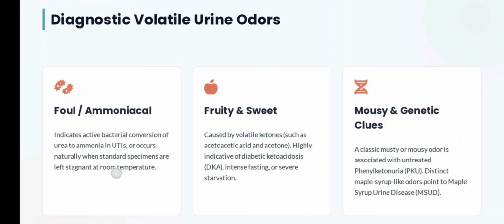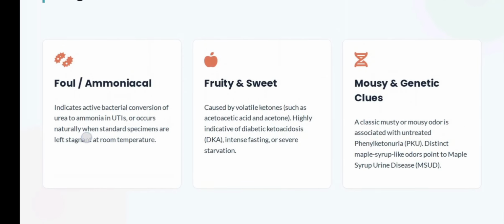Musty and genetic clues. A classic musty or mousy odor is associated with untreated phenylketonuria. Distinct maple syrup-like odors point to maple syrup urine disease. A foul or ammoniacal odor may indicate urinary tract infection. A fruity odor is commonly seen in diabetic ketoacidosis. A mousy odor may be seen in phenylketonuria.